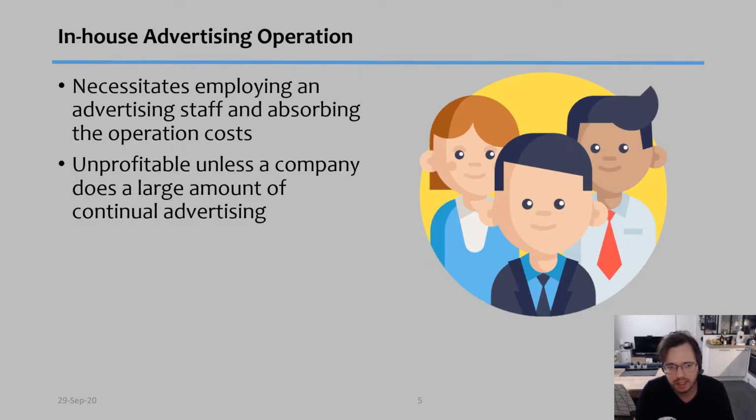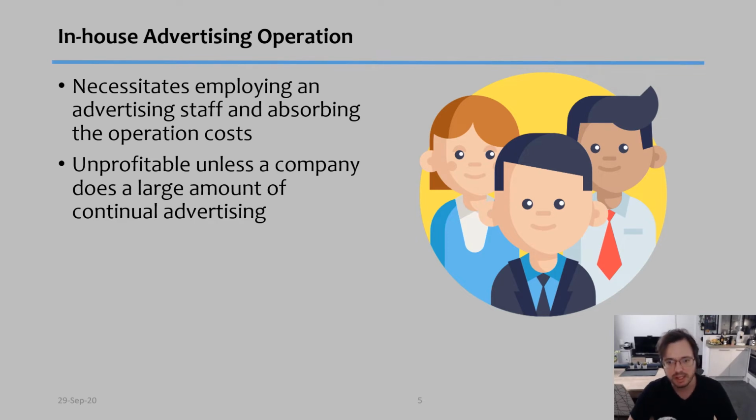Now, in-house advertisement can have many advantages, but it can also have many disadvantages. I would say the first characteristic of it is that when you do everything in-house, you need to employ a lot of staff. And because you employ a lot of staff, that means that you're going to have a lot of costs. So in-house advertisement, or 100% advertisement done in-house, is unprofitable unless the company does a very large amount of advertisement throughout the year, and therefore those costs then would make more sense.